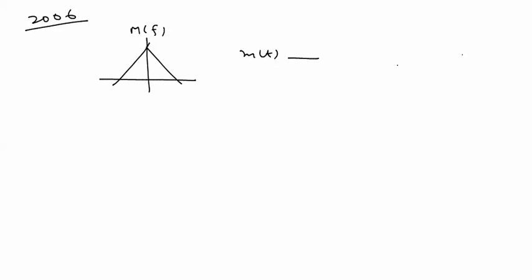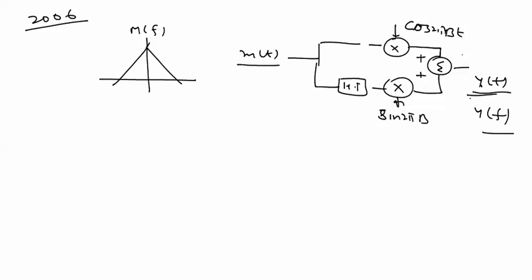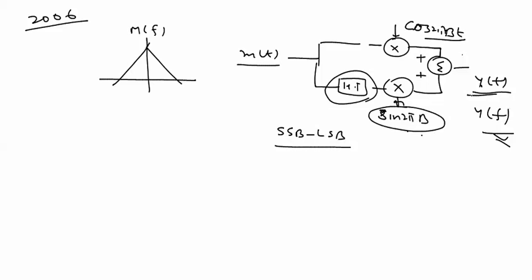Now I move to a question related to SSB. The question is from the 2006 GATE paper: a message signal with spectral component M(f) is given to us. m(t) is applied to a block, and the result will be y(t). We want to calculate Y(f), the spectrum of the output. This block is related to SSB LSB, because the Hilbert transform is here. We just apply a minus 90 degree shift to the carrier, the same block as SSB. The plus sign here means SSB LSB. First we identify that this block is related to SSB LSB, which means we have to develop the DSB first.